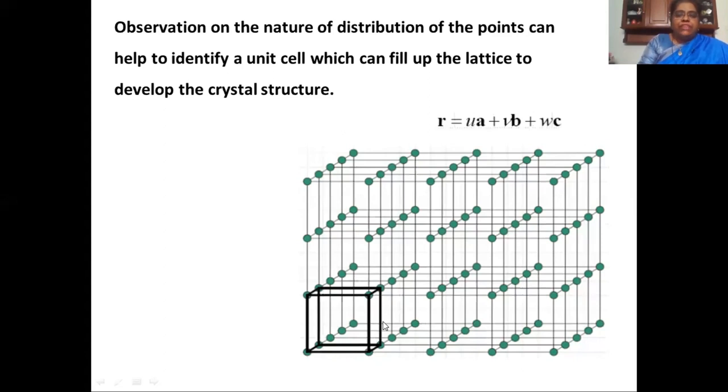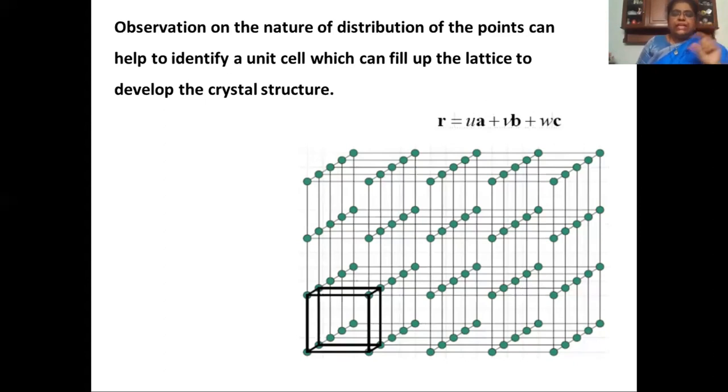Suppose I'm given this box and I'm asked to repeat it. Just put the box here, put the box along the X, along the Y, along the Z, one over the other. And finally, remove those black lines forming the box or connecting the points of the unit cell. Then you get the same distribution of the crystal structure. So what do we understand? There are unit cells which, when repeated, produce the same crystal structure. Unit cell is the term I want you to remember. It is a known term.